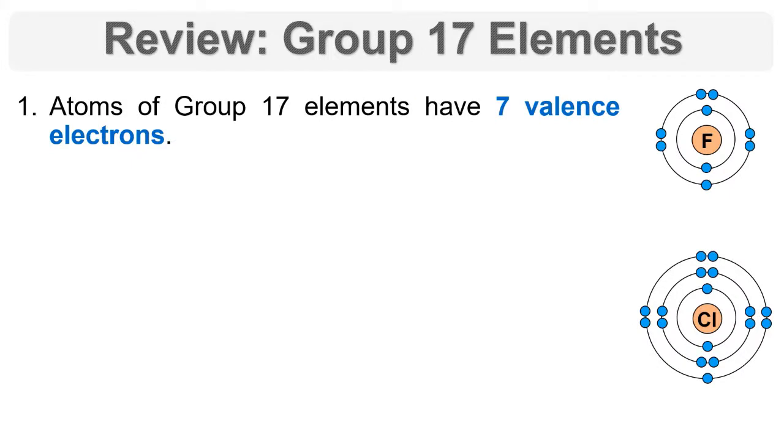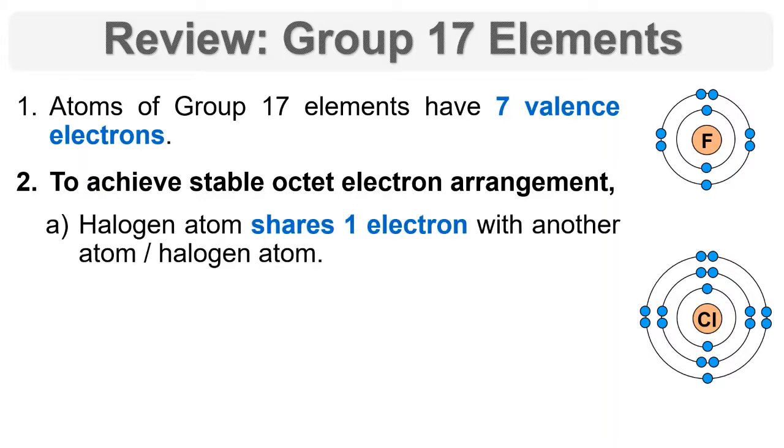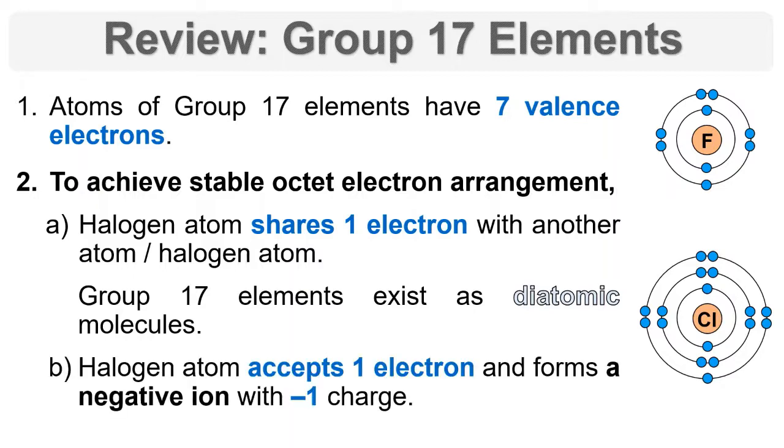Group 17 elements. Group 17 elements are halogens. They are non-metals. Atoms of Group 17 elements have 7 valence electrons. To achieve a stable octet electron arrangement, a halogen atom may share 1 electron with another atom or another halogen atom. Therefore, Group 17 elements exist as diatomic molecules. A halogen atom may also accept 1 electron and form a negative ion with a -1 charge.